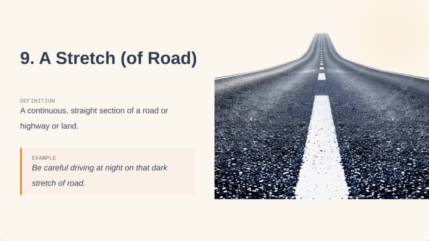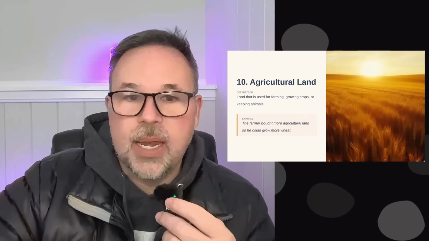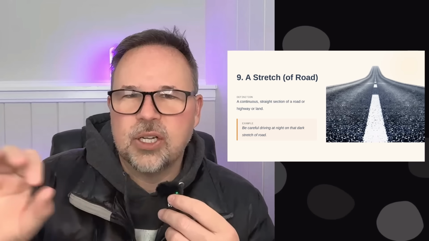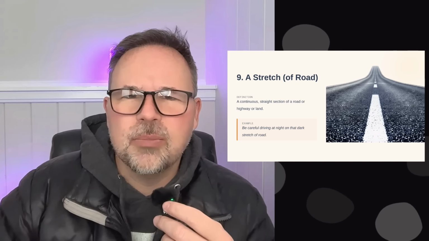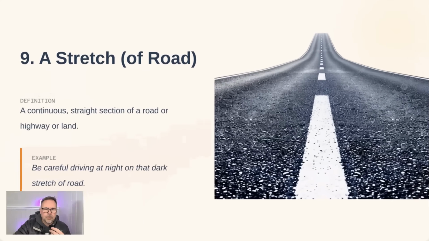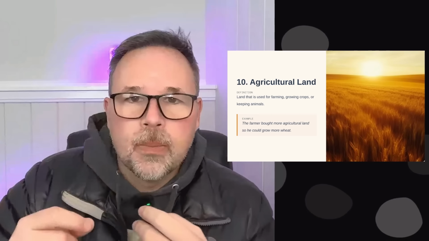They also mentioned a stretch of residential area, and in a minute, we'll talk about a stretch of agricultural land. So here I used a stretch of road, but it could be pretty much any piece of land that goes on for a little bit. Let's get the official definition: a continuous straight section of road or highway or land. Be careful driving at night on that dark stretch of road.